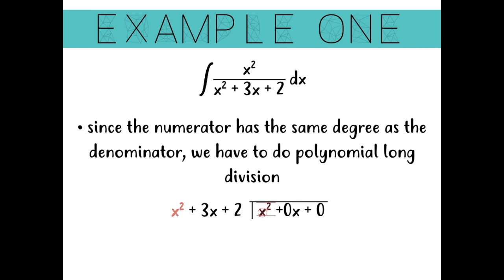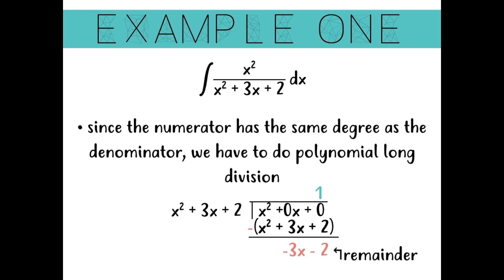Now we have to see how many times x squared goes into x squared, and that is once. So now we can multiply it. So x squared plus 3x plus 2. And remember, this all has to be subtracted, so we put a negative sign out front. And when we do this, we're going to get negative 3x minus 2, and this is our remainder.